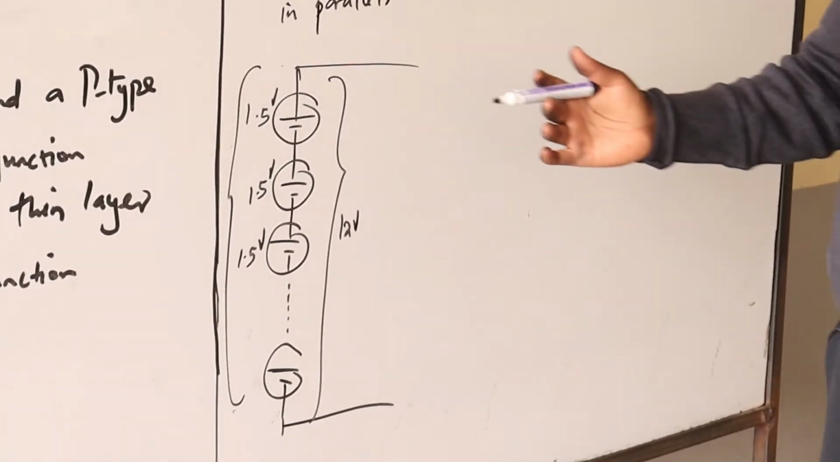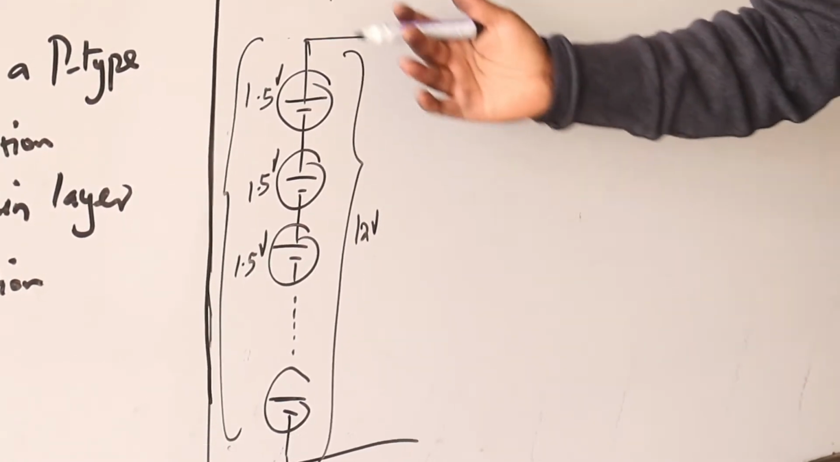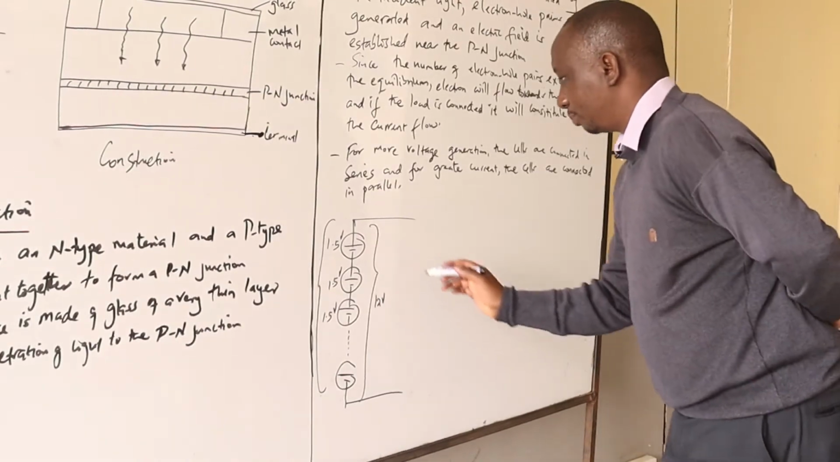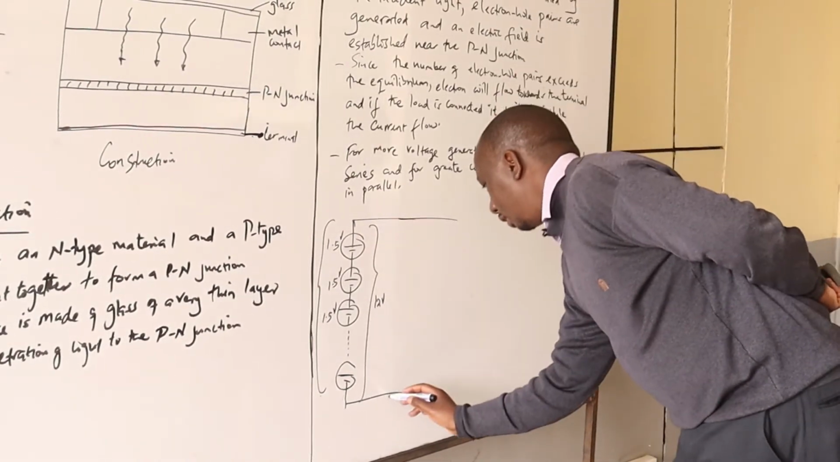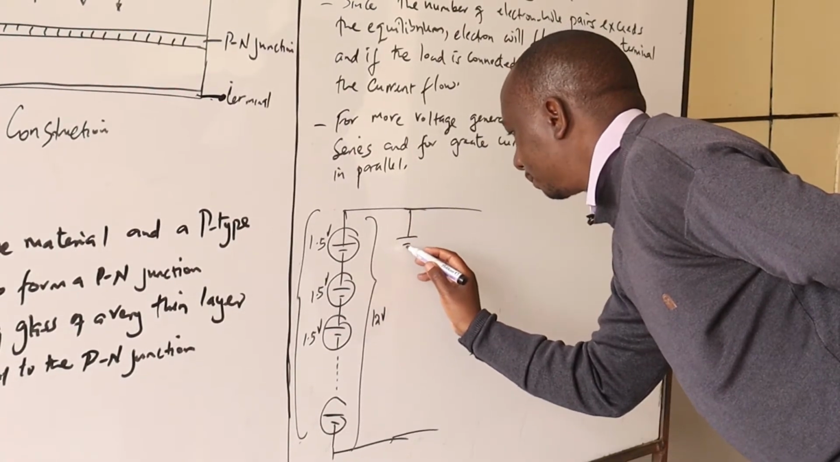Then if you need to increase the amount of current for the solar panel, you have to have parallel cells of 1.0 volts. So for us to increase the current in the panel, we shall have another cell that also appears like that.